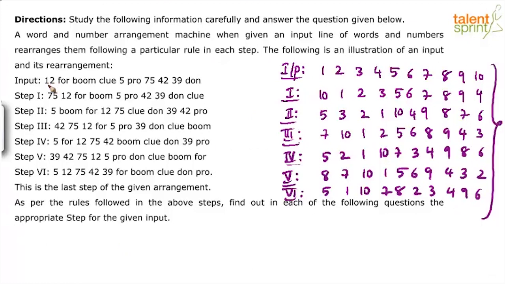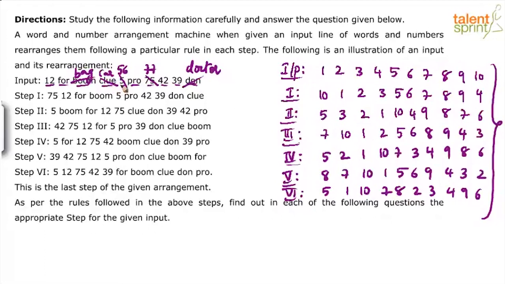What are we doing? Instead of considering words and numbers, we are considering the positions, because all the arrangement here has been done based on the positions only. I mean, if I replace Don with doctor, will anything change? Nothing would change. If I replace boom with, let's say, bag, will anything change? No. If I replace 5 with 56, will anything change? No. If I replace 75 with 77, will anything change? No. If I replace clue with car, will anything change?